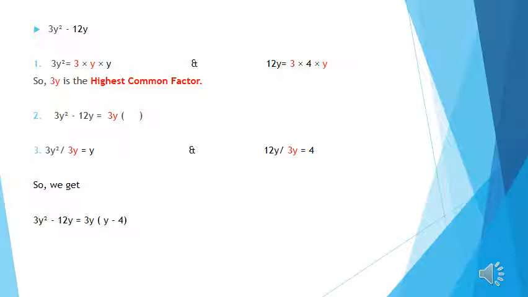The third and the last step is to divide by the highest common factor. So 3y squared divided by 3y, we get y. And 12y divided by 3y, we get 4. So the final answer is 3y squared minus 12y equals 3y, we open parentheses, y minus 4.